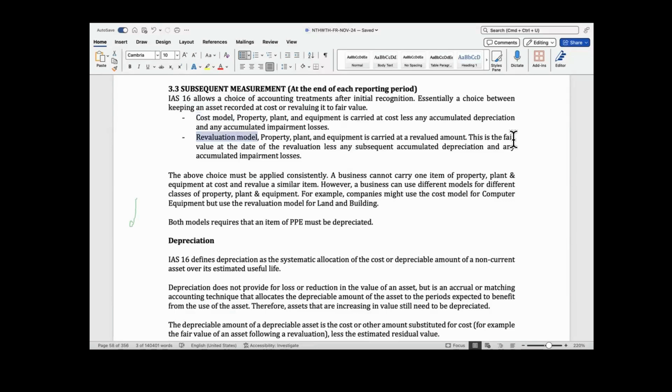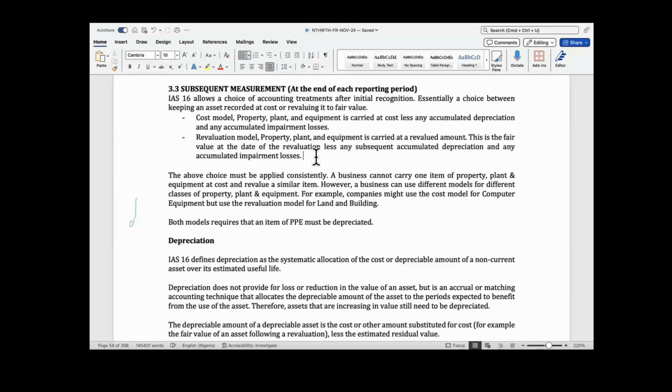The only difference is that this one considers fair value, not the cost. I would explain the evaluation model separately, not today. Fair value, separate accounts, minus accumulated depreciation, but here is subsequent. I will explain to you next week why subsequent. Separately, accumulated impairment losses, separate account. It gives you the carrying amount or revalued amount for the evaluation model.